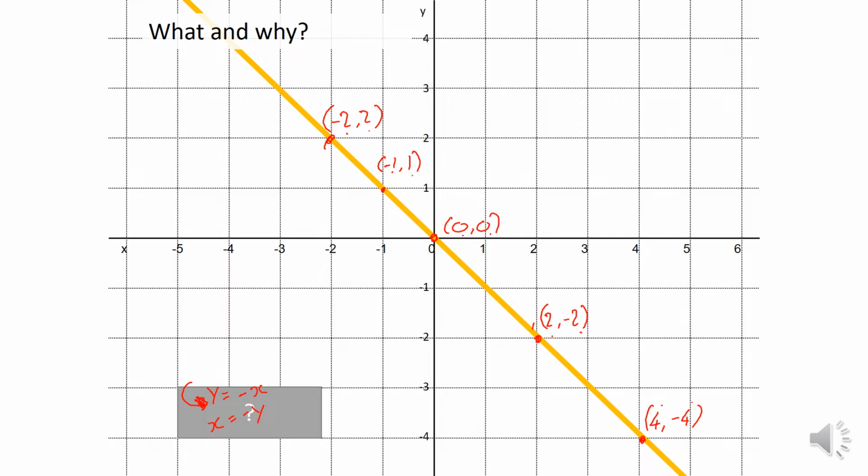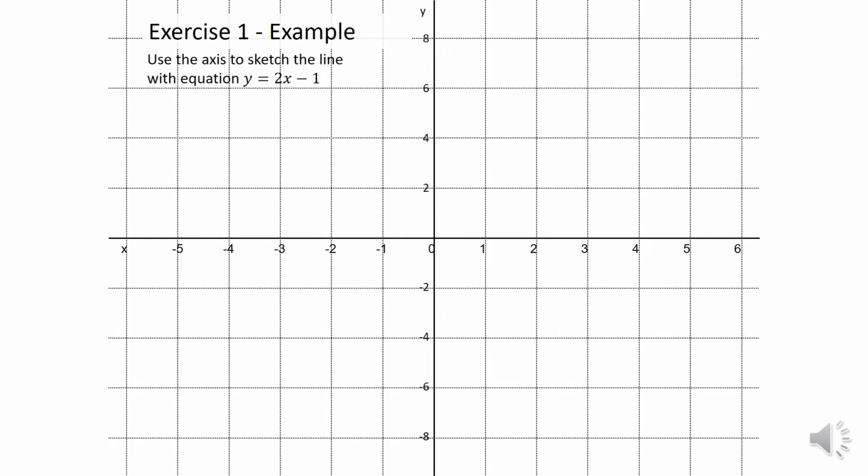When we look at gradient next lesson, you'll get a better understanding of that. Okay, so now what we're going to do is use the axes to sketch the line with the equation y equals 2x minus 1. There's more than one way you can do this. I'm sure some of you know how to sketch a line already.